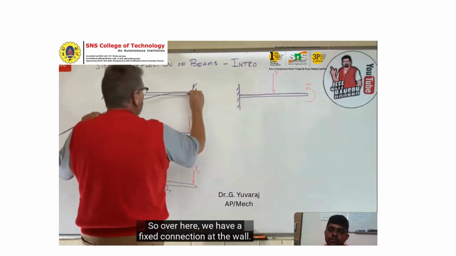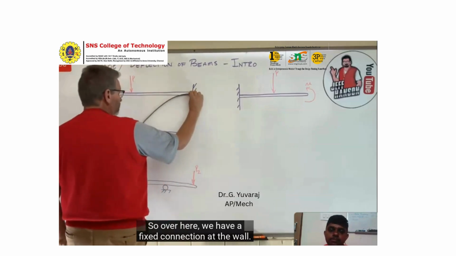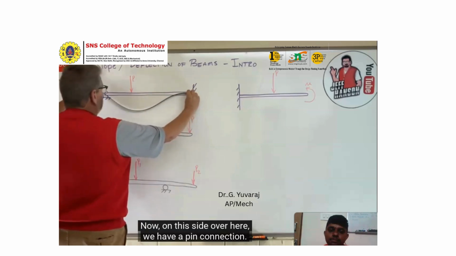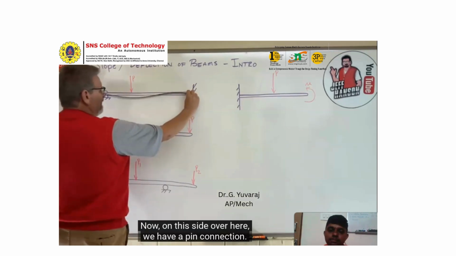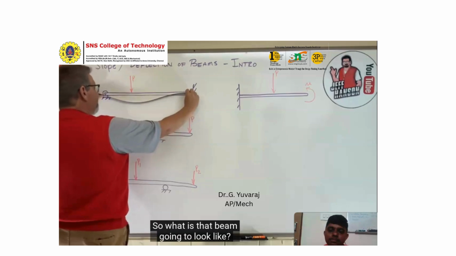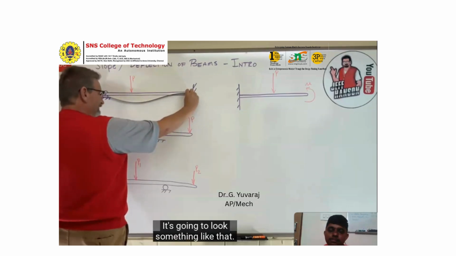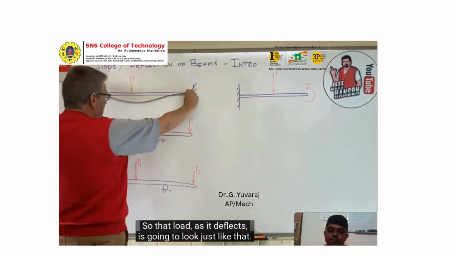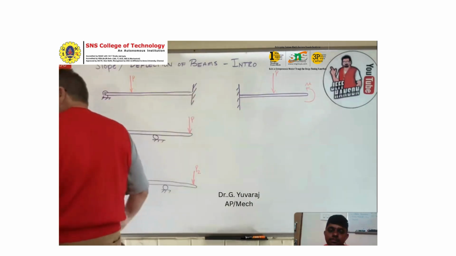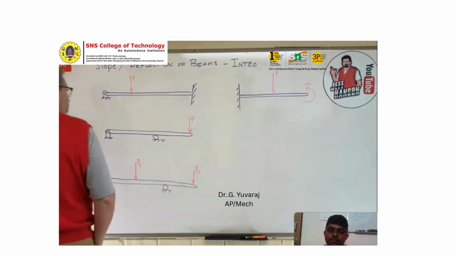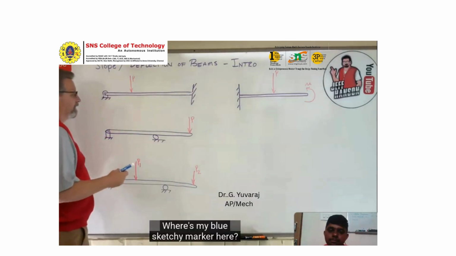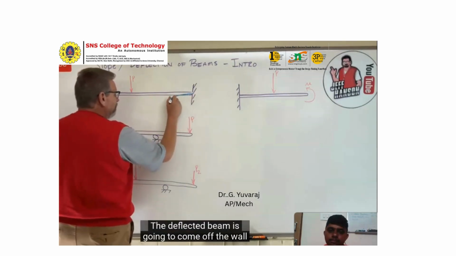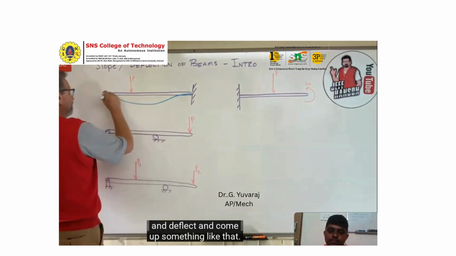So over here, we have a fixed connection at the wall. Now on this side over here, we have a pin connection. So what is that beam going to look like? It's going to look something like that. So that load, as it deflects, is going to look just like that. Let me take this away and I'll sketch it. Okay, where's my blue sketchy marker here? Okay, here we go. So the deflected beam is going to come off the wall and deflect and come up something like that.